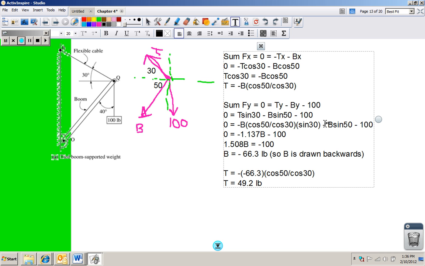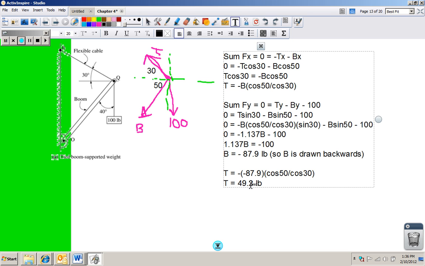So then I move this 1.137 to the other side. B's still negative, but it's 100 divided by that, and I get 87.9. So it's still drawn backwards.